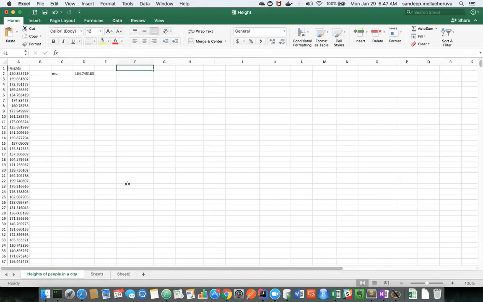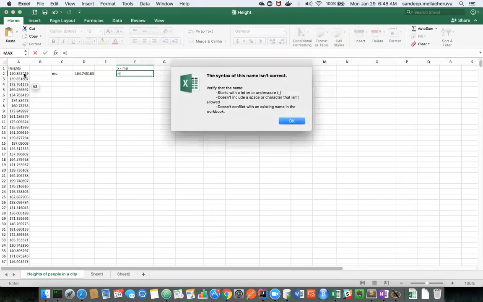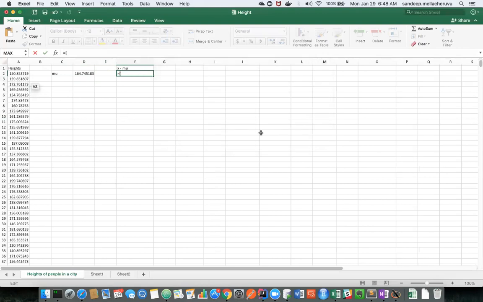And you want me to calculate x minus mu? Let me do that: x minus mu. And this is definitely going to be 0, mind you. I wanted to keep this mu as a constant across all the cells, so I kept it constant by giving a dollar sign.